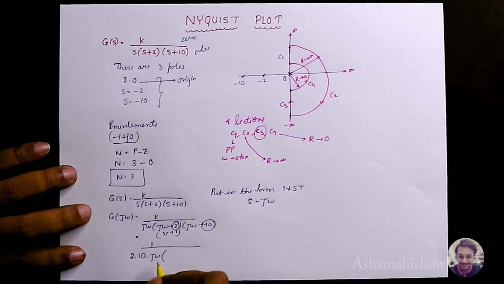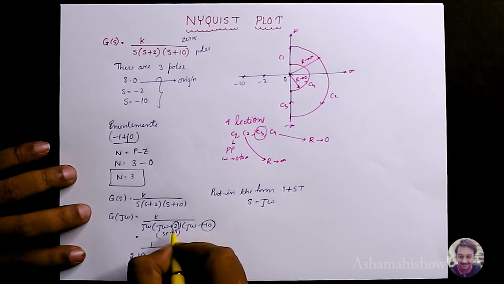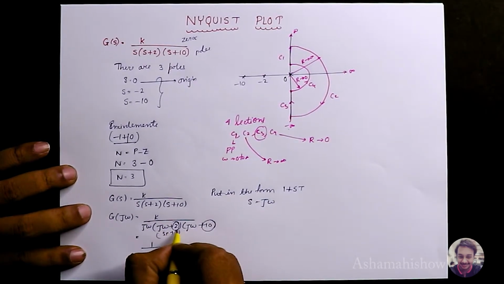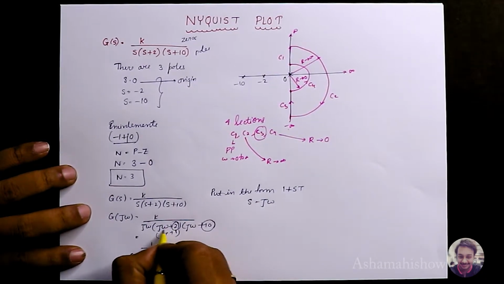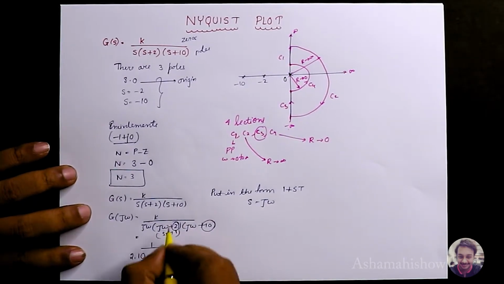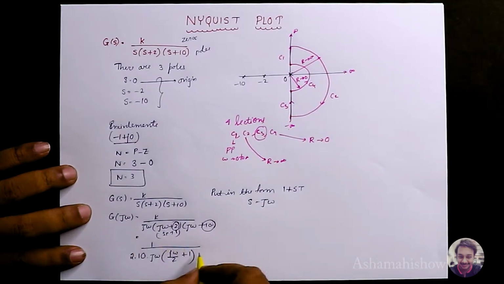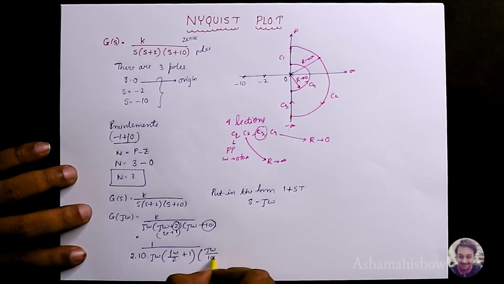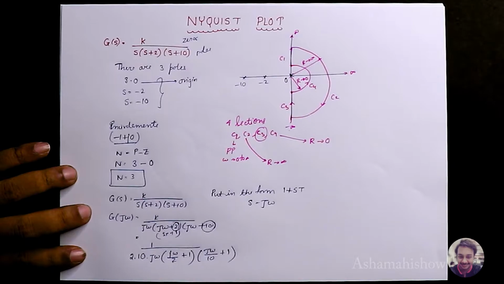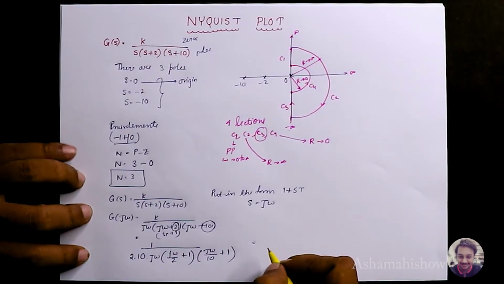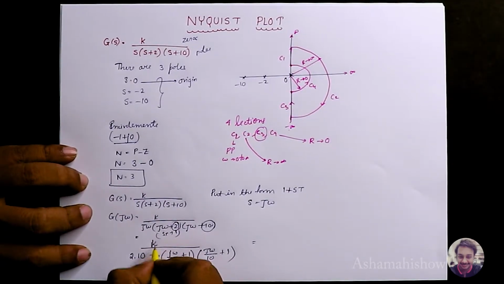j omega will be as it is, and this will be j omega by 2 plus 1, because if you take 2 outside, this becomes 2, and you have to divide the entire equation by 2. So j omega by 2 will be as it is, 2 by 2 is 1. If you take 10 outside, this becomes j omega by 10, and 10 by 10 is 1. Okay, so your k is as it is.